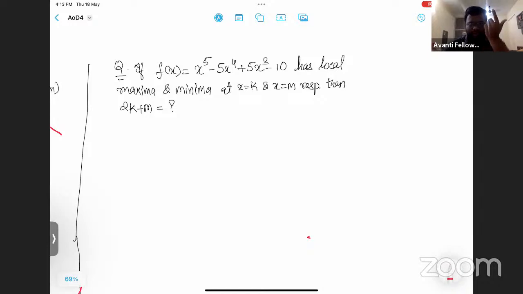We are given a function f(x). We are given that the function has a maxima and a minima at 2 points. We need to find those 2 points and then find the value of the expression 2k plus m. Steps are simple. Is it clear now, Amrita?